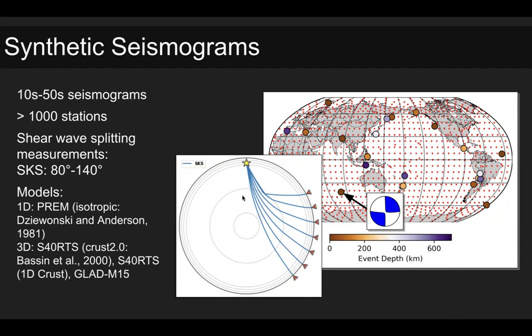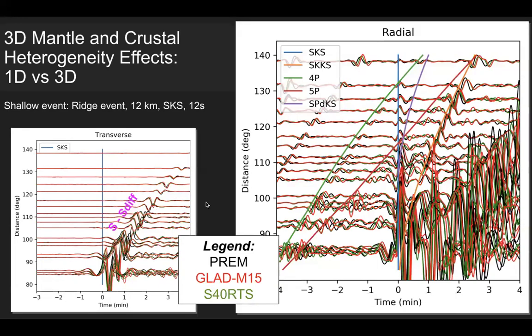I wanted to really focus in on this SKS phase that we use for shear wave splitting, and this is the distance range that we see it on receivers. Then I considered the PREM 1D model and compared it to S4 TRTS, the global model, as well as with Crust 2.0, and then GLADM-15, which is the global full waveform inversion model. Here's a snapshot of what these synthetics look like. Remember, these are noise-free, so they're almost perfect. We don't have any noise to worry about.